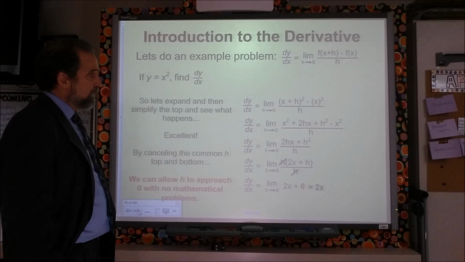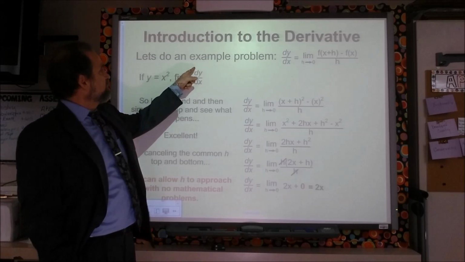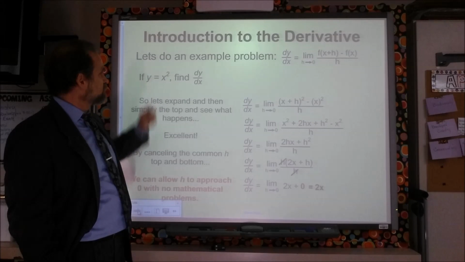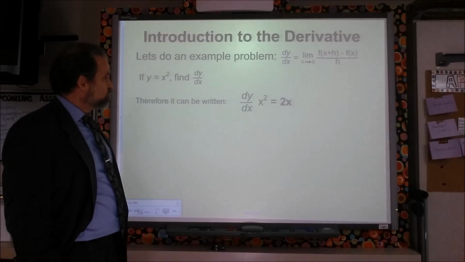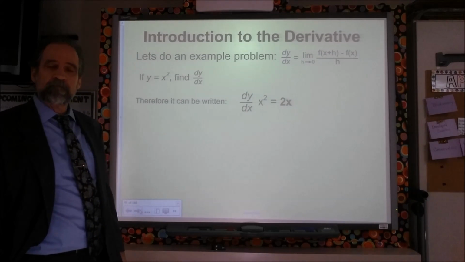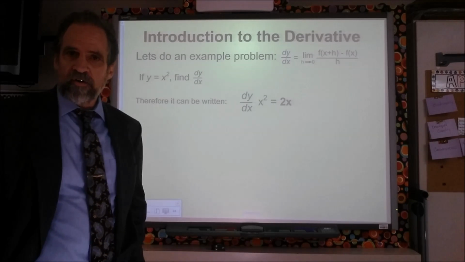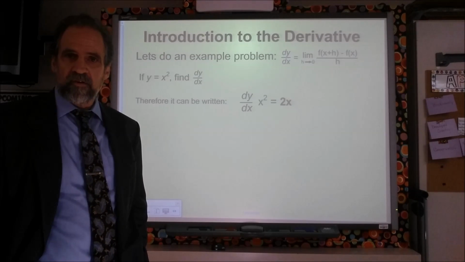And so 2x plus 0 is 2x. So what is the derivative dy dx of x squared? It is 2x. Okay? Not that hard. Not that hard. All right?